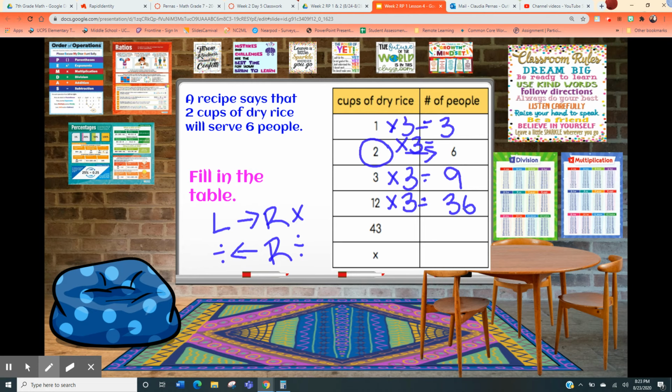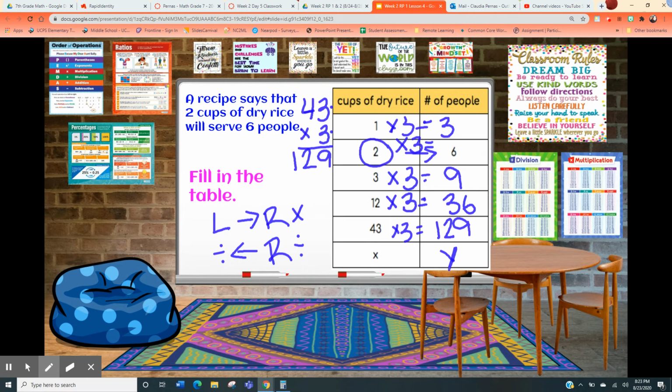43. Now that one's going to be a little trickier. 43. Let me use the long method. 43 times 3. 3 times 3 is 9. 4 times 3 is 12. So that should be 129. Now here on the bottom, all it's asking is I know that X cups of dry rice, and this is my Y side. So remember, we always want to label X and Y.